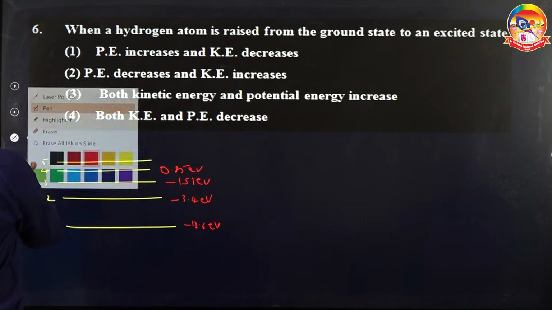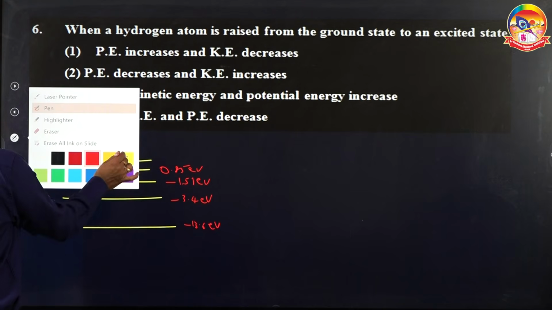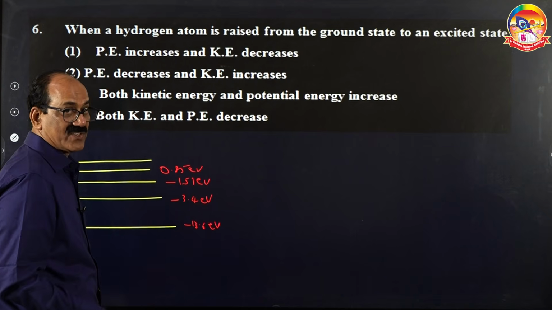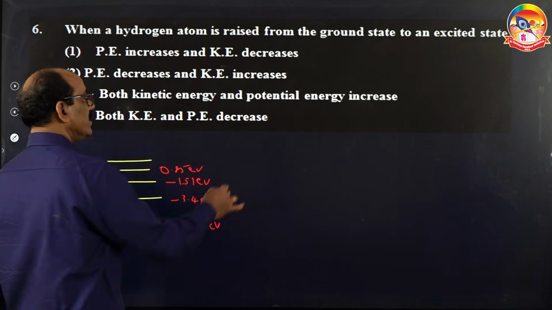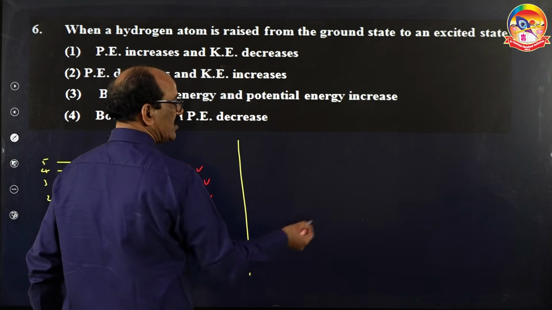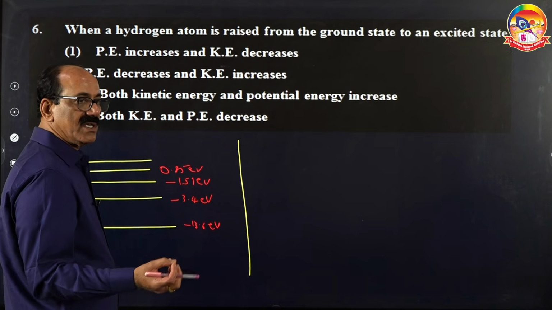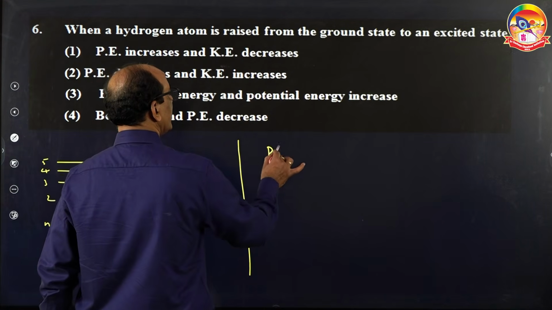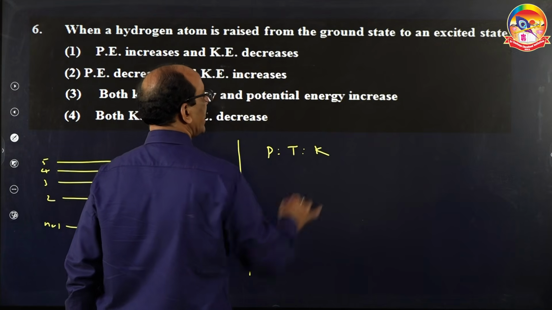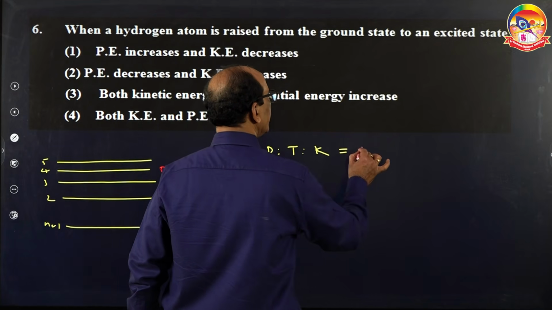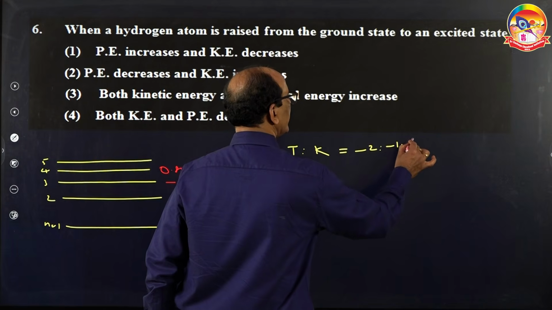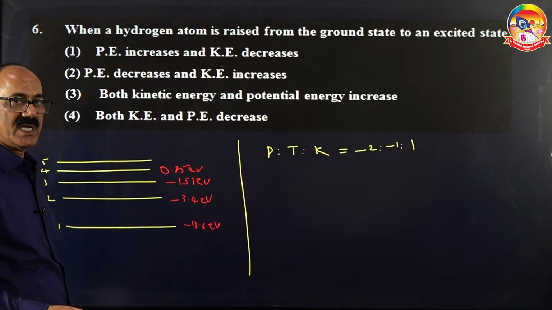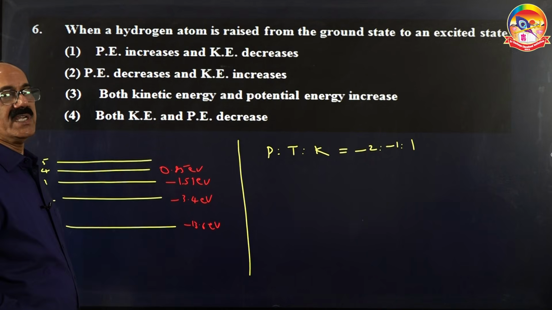Also we know for a particle, if the centripetal force varies inversely as a square of the distance, that is, the centripetal force is provided by some source which varies inversely as the square of the distance, in such a case the ratio of potential energy to total energy to kinetic energy is -2 is to -1 is to 1. This is valid for electrons revolving around the nucleus and satellites revolving around the earth.